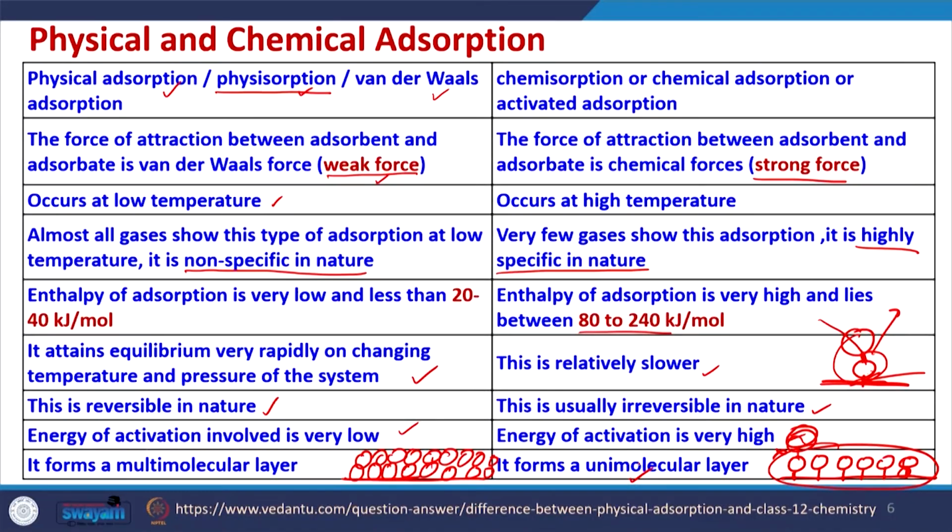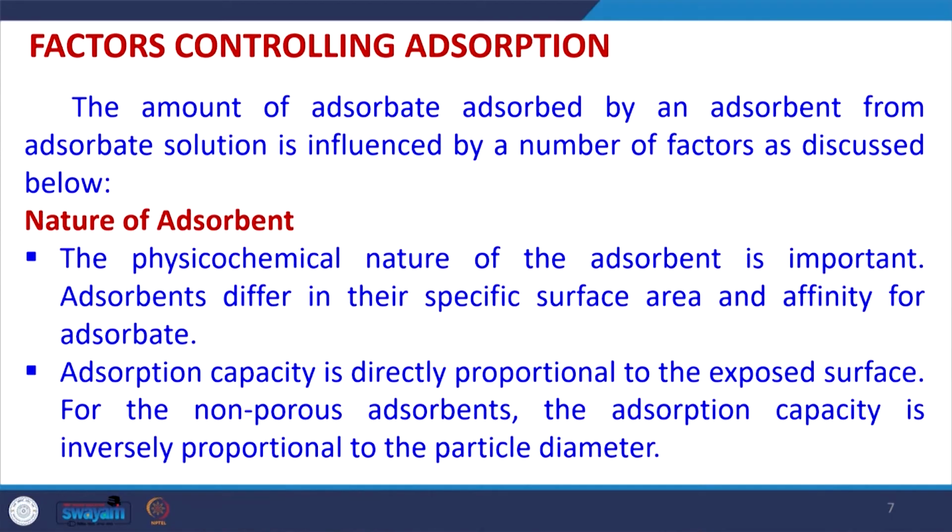Monolayer is more possible in the case of chemisorption, and multilayer is more possible in the case of physical adsorption or physisorption. Now, there are various factors which control the adsorption process. What are those? Some of these things we will try to discuss today. Already we have discussed one of the important parameters.